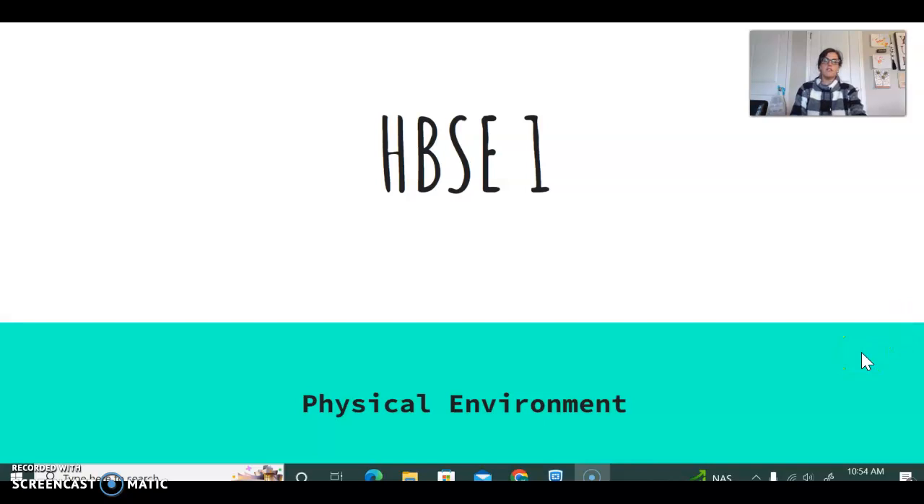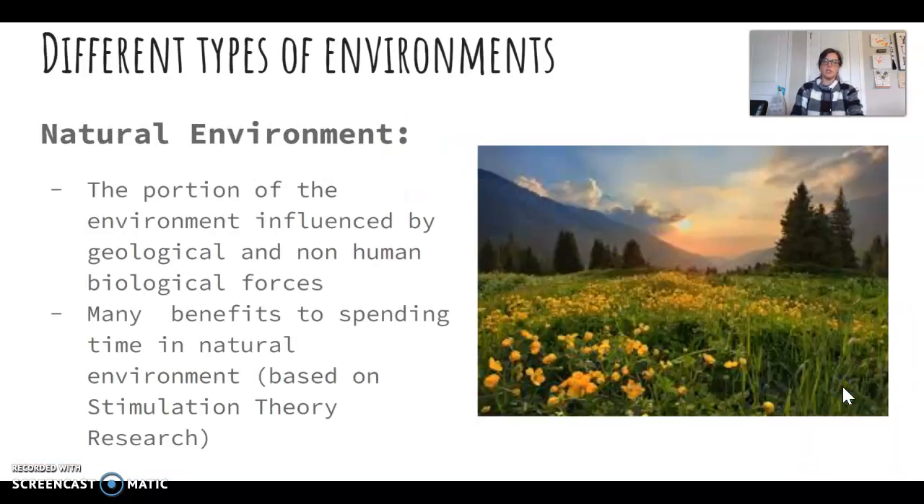So physical environment, there's a couple different ways to look at it. There's the natural environment, which is what I personally think about when I think about the environment in the physical world. It's that natural or nature environment. This is the portion of the physical environment influenced by geological or non-human biological forces. So this would be mountains, grass, lakes, rivers, the air, the ozone, anything associated with nature that man hasn't incorporated into the physical world themselves.